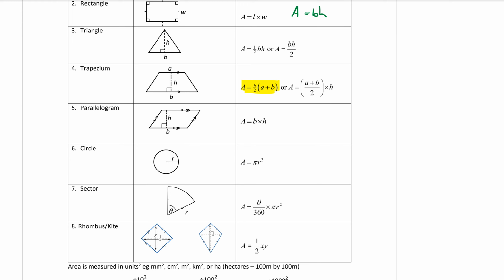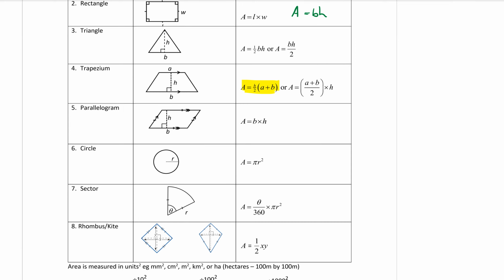There's a lot of chatting around the room. It just represents the angle that you're cutting out. Okay, so if it's a 120 degree wedge of pizza, it'll be 120 over 360. It's saying what fraction of a circle do you have? A rhombus or a kite, both of those 2 shapes have this same formula, half xy. The x and the y are the lengths of the diagonals. All right, any questions about any of those other formulas?